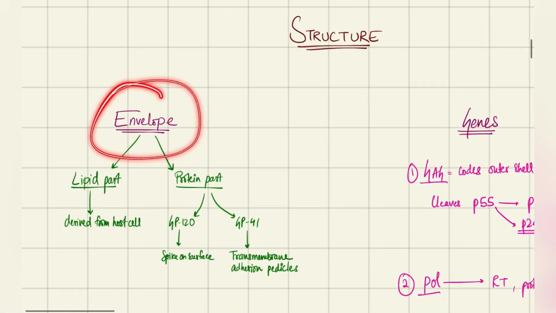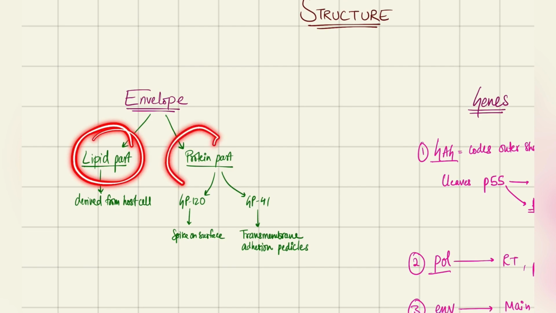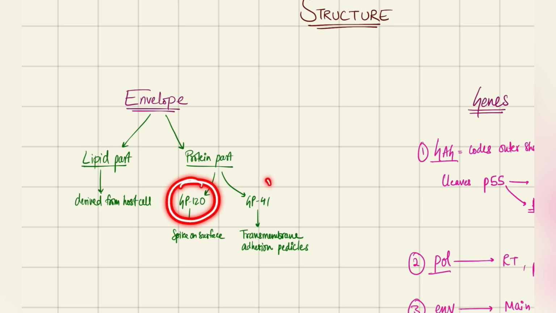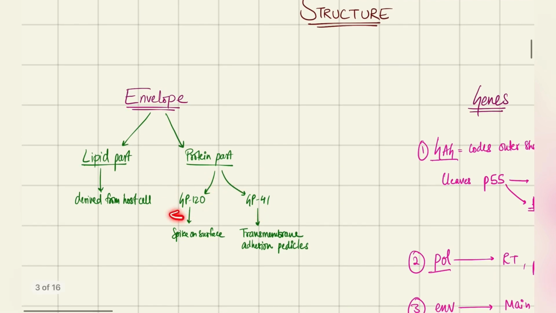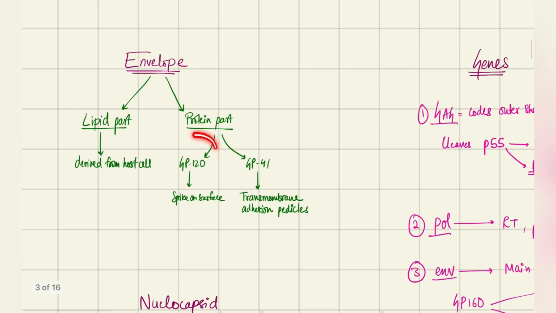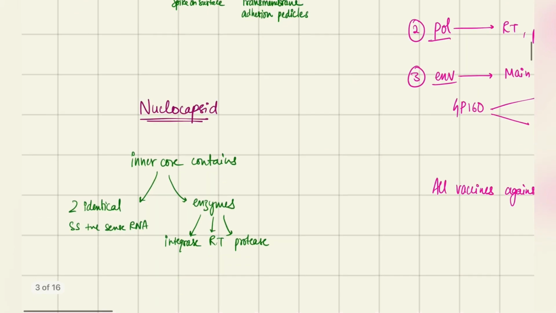Coming to the envelope, it is made up of two parts, the lipid part and the protein part. It is the same for most viruses. The lipid part is derived from the host cell, while the protein part has two important glycoproteins, GP120 and GP41. GP120 is responsible for the spikes on the surface of HIV, while GP41 is responsible for the transmembrane adhesion pedicles. Basically, it helps in fusion. I'll mention this later.